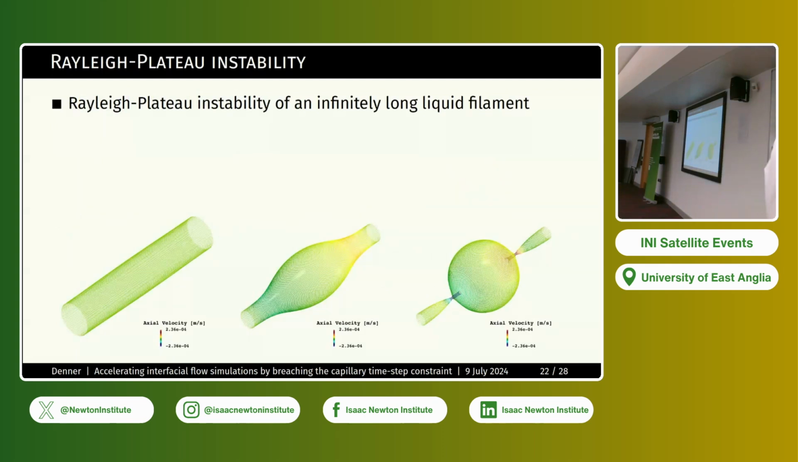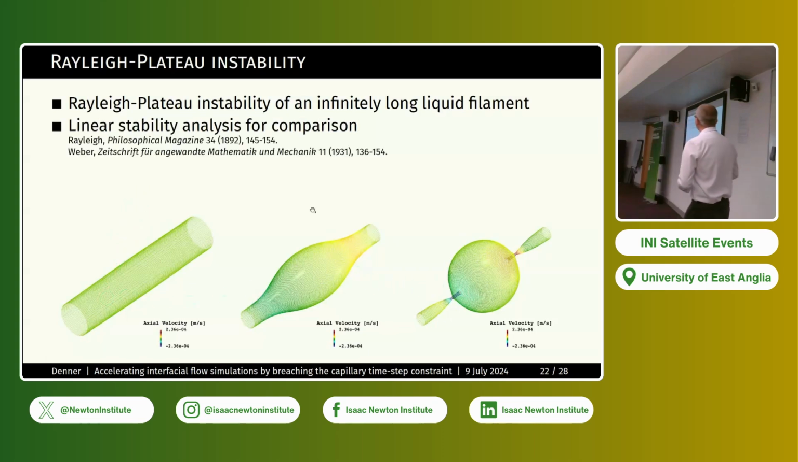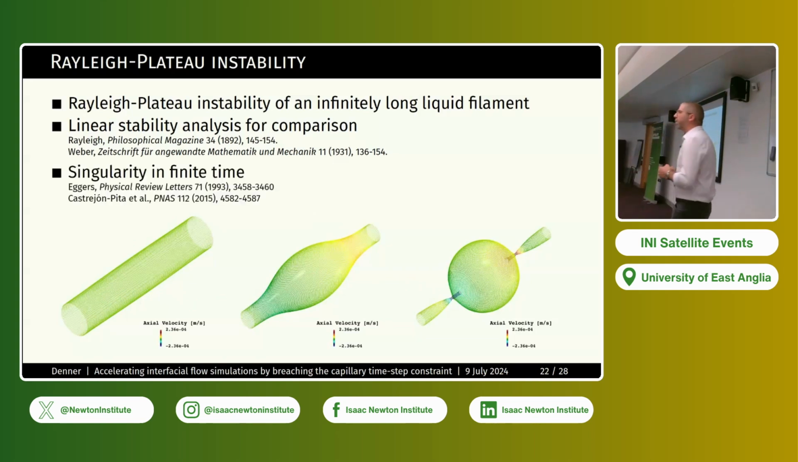The second case I want to briefly show you is the breakup of an infinitely long liquid filament by means of the Rayleigh-Plateau instability. So we perturb this cylindrical filament here. It will then evolve to break up. This is a nice case because we have linear stability analysis for comparison. Or we can also look at the singularity in finite time that develops as this ligament breaks up.